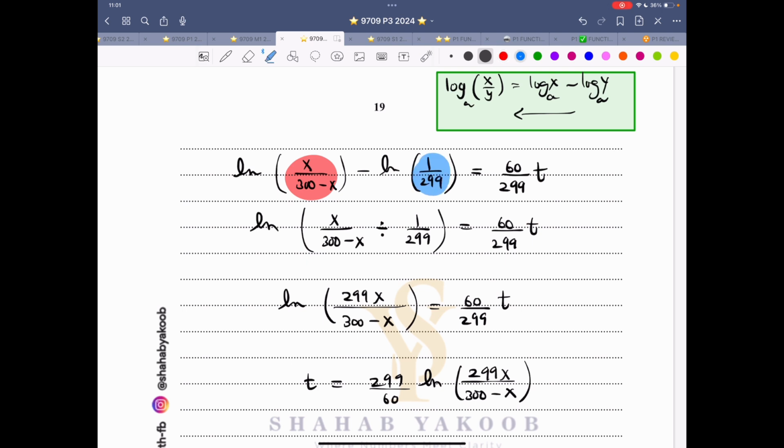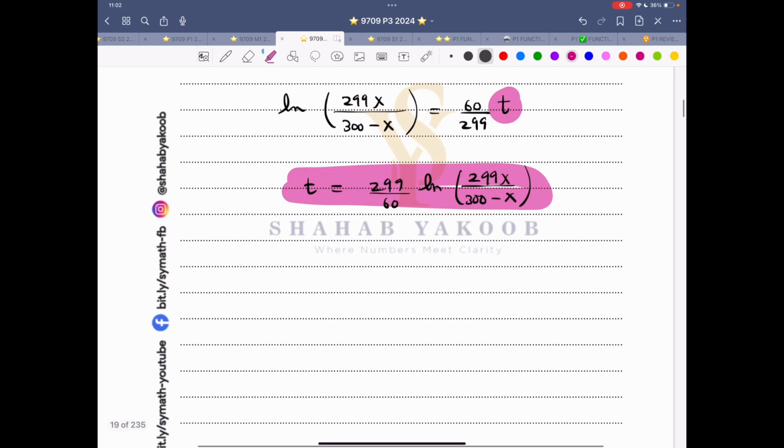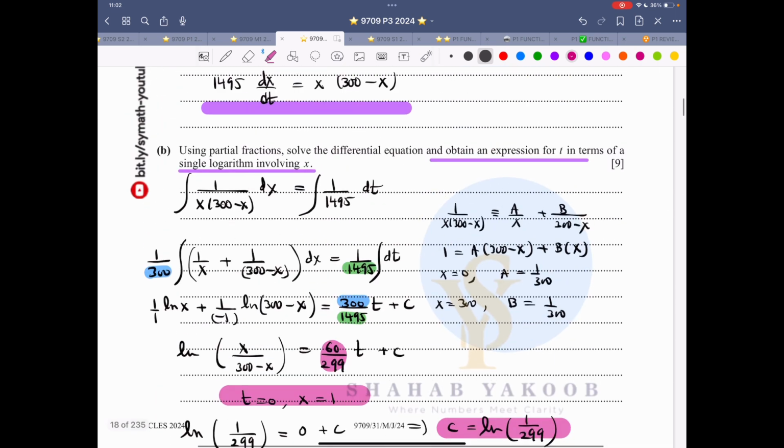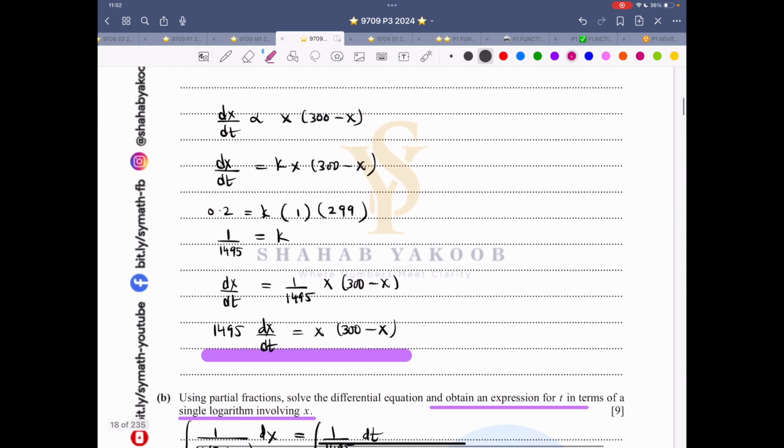The next term is 1 over 299. There is a minus over here. Minus becomes division, and you know exactly what to do. And then in the end, we make t the subject. So when we make t the subject, this is what we are getting. And that's a straightforward question of differential equation. Much simpler than that scary integration thing.